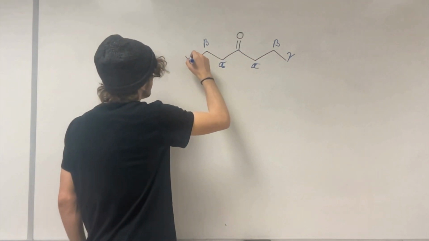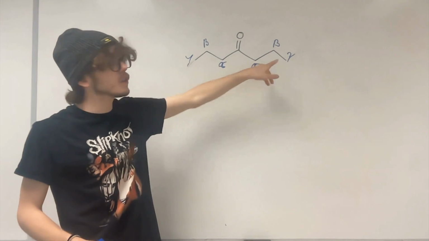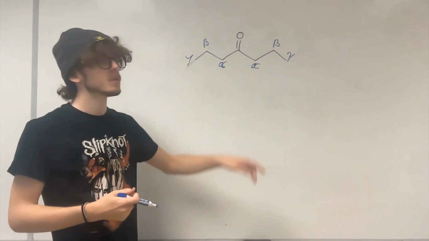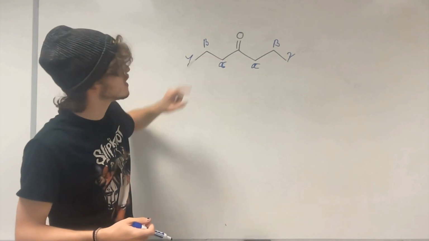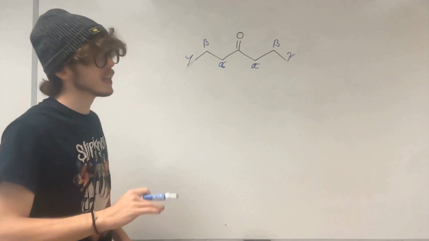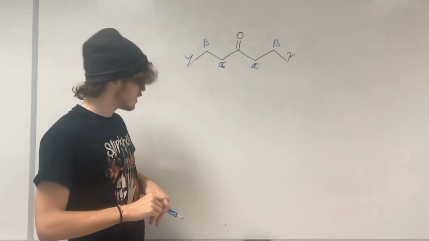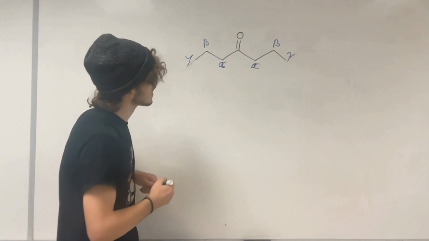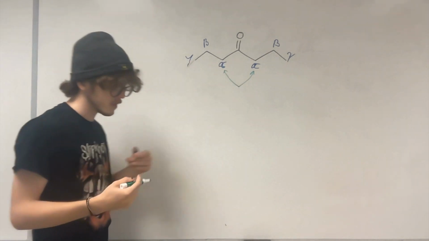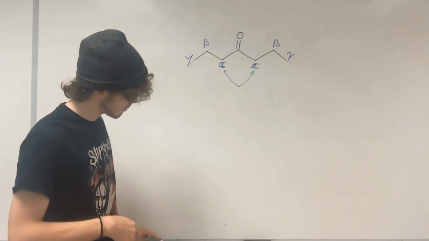And in the future, you might learn reactions that could happen at the beta. You'll even learn one in this chapter called the Michael reaction, where we take an alpha-beta unsaturated ketone and we add something to the beta position. But that's not going to be what we talk about today. That's a little bit down the road. But our chapter is going to involve chemistry that happens at these carbons most prominently. That's why it's called alpha chemistry.